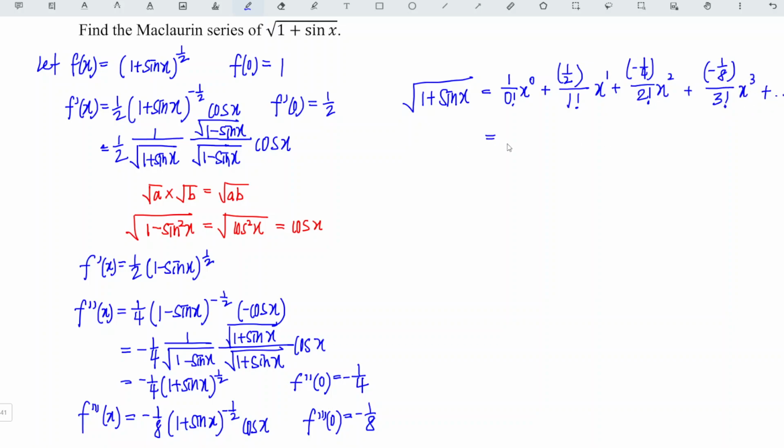Which means that we have 1 plus 1 over 2 over 1 is 1 over 2 x, plus minus minus 1 over 4 divided by 2, so 1 over 8 x to the power of 2. Then plus minus minus 1 over 8 divided by 3 factorial, which is 6, so we have 1 over 8 over 6, which is equivalent to 1 over 48 x to the power of 3, and so on.